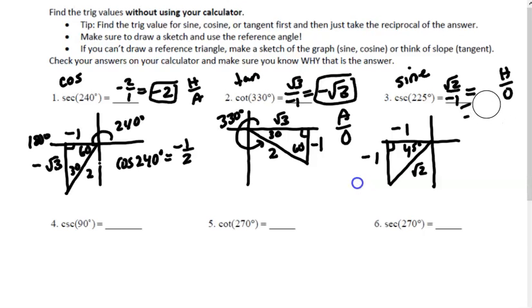I'm going to separate that negative sign from the square root sign. It's kind of hard to see. Negative square root of 2.